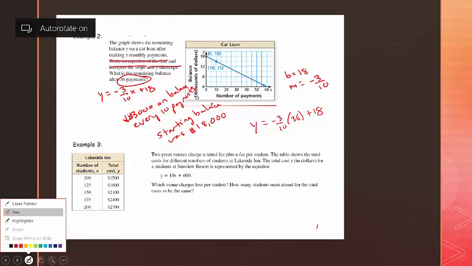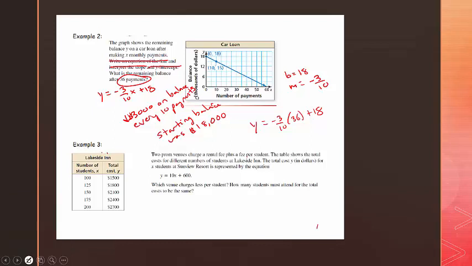Okay, so in the third example, we have two prom venues that charge a rental fee plus a fee per student. The table shows the total cost for different numbers of students at Lakeside Inn. So Lakeside Inn is one of our venues. The total cost for students at Sunview Resort, so that's our other venue, is modeled with the equation y equals 10x plus 600. So before I forget, I'm going to label this Sun, so that's the Sunview Resort.